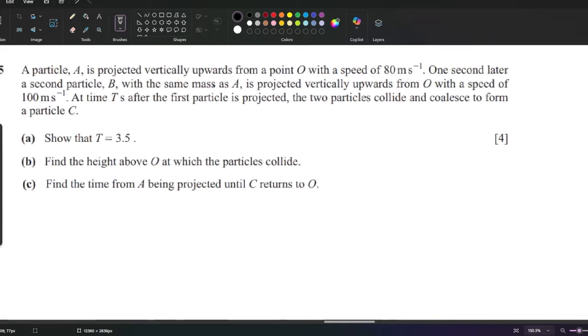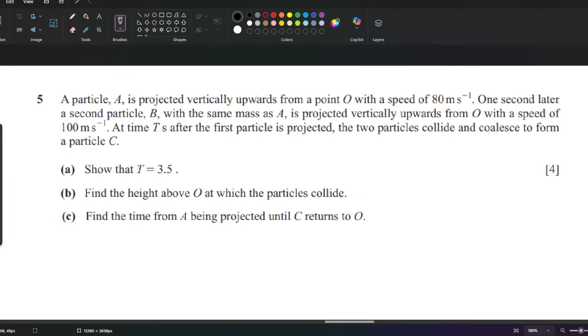Alright, particle A is projected vertically upwards from point O with a speed of 80 meters per second. 1 second later, the second particle B, with the same mass as A, is projected vertically upwards from O with a speed of 100 meters per second. Then at time T after the first particle is projected, the two particles collide and coalesce to form a particle C. Okay.